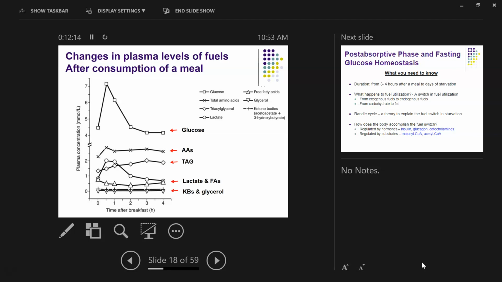But the fatty acid, ketone body, and glycerol levels remain kind of low under the fed condition or absorptive phase, which also makes sense, right? When we just eat and have enough energy from the diet, we don't need to make ketone bodies, and we also don't need to release fatty acids for energy, right? So again, under the absorptive phase, the ketone body and fatty acid levels are low.